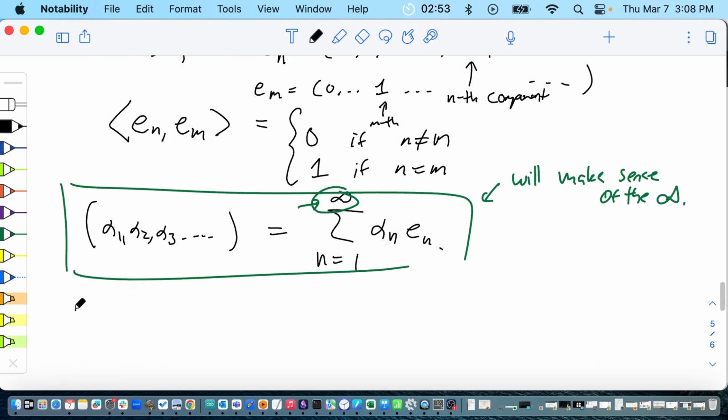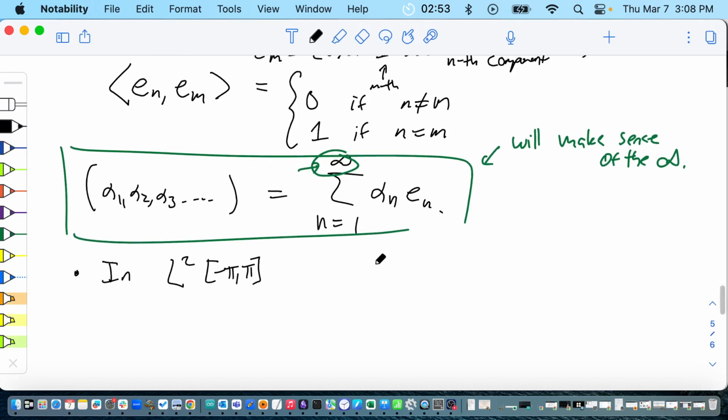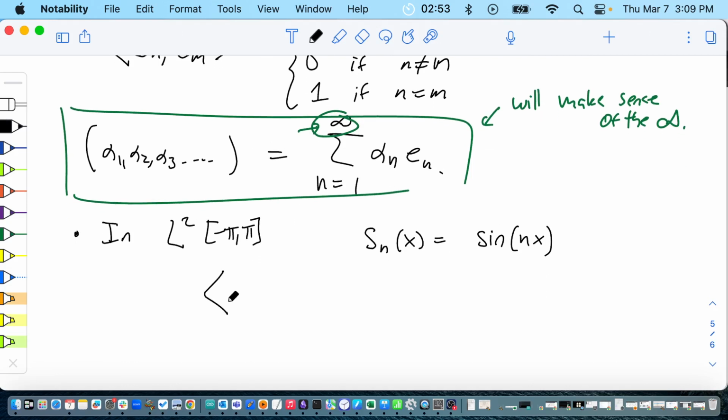In capital L2, let's do L2 of minus pi to pi. The reason I want to do minus pi to pi is that here is a sequence of vectors. Let's call it S for sine. S_n of x will be the function sine of nx. So sine of x, sine of 2x, sine of 3x. And let's calculate the integral of S_n of x times S_m of x.